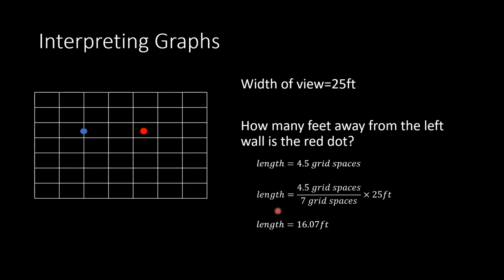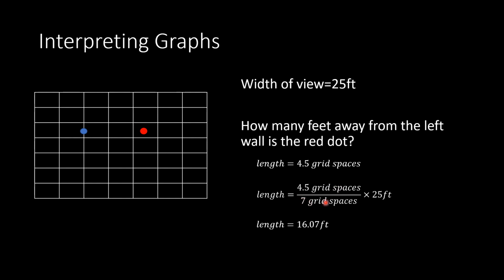Another way you could do it, and this is the way I will do it during most of today's actual lab, is to just put the fraction of the total grid spaces in one fraction here. So we have our 4.5 grid spaces, and that's divided by the total number of grid spaces. If we were to just divide this, we would have the fraction from the left wall of the entire width. And then multiplying that by the 25 feet is the fraction of the total distance from the left wall that we're actually measuring to our red dot here. So it's the same math.